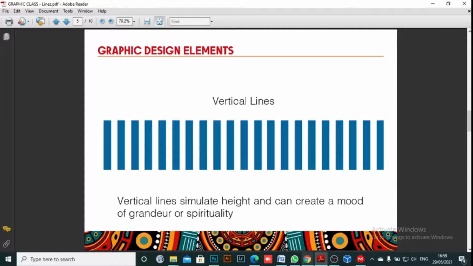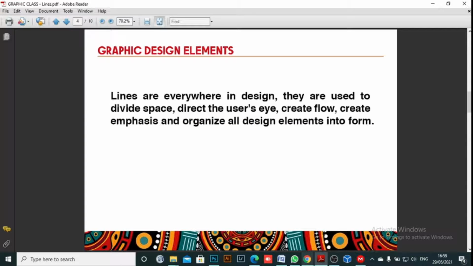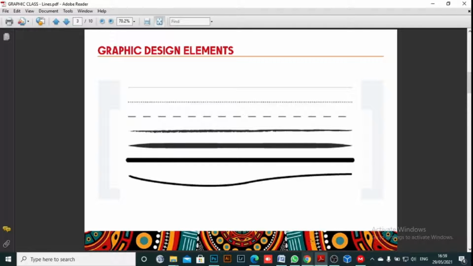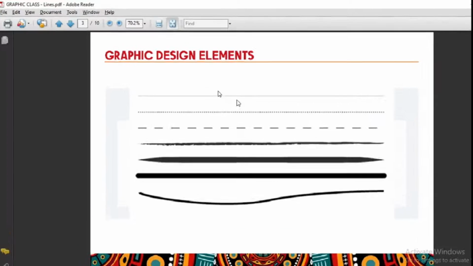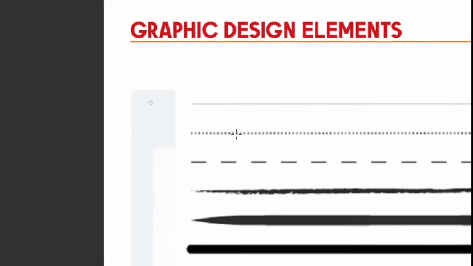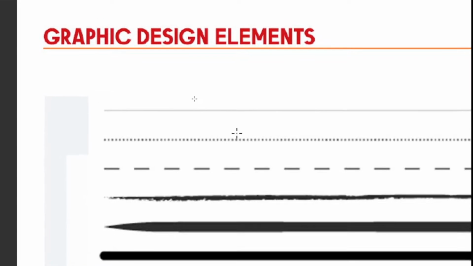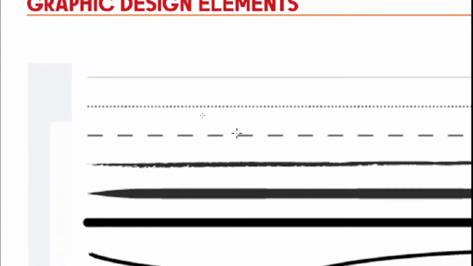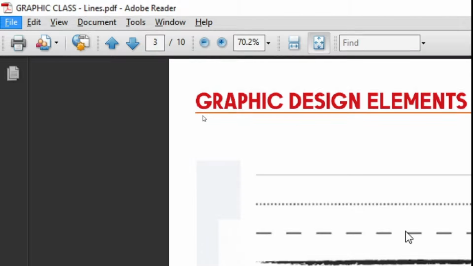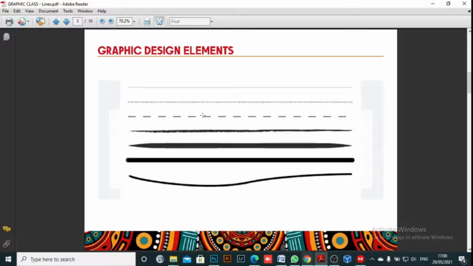Then we have the implied line. This type of line is imaginary. Lines that your mind instantly creates by connecting dots. If you look at this, these are dots, but as you see it, you instantly create a line on that path. But they are dots actually. So that's an implied line.